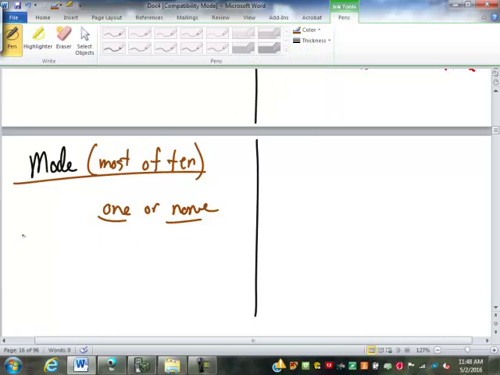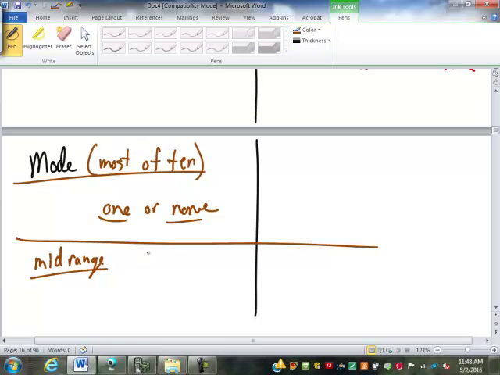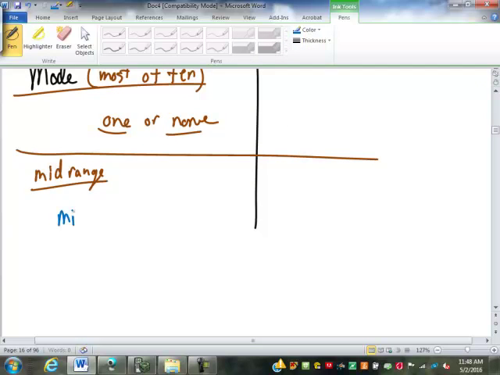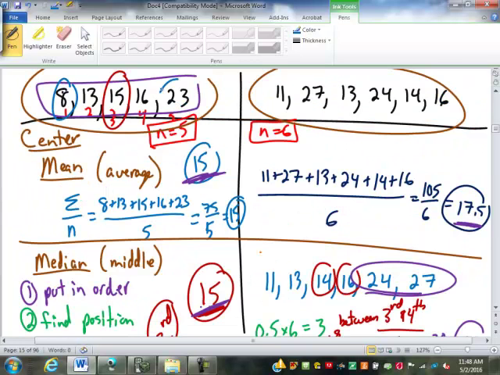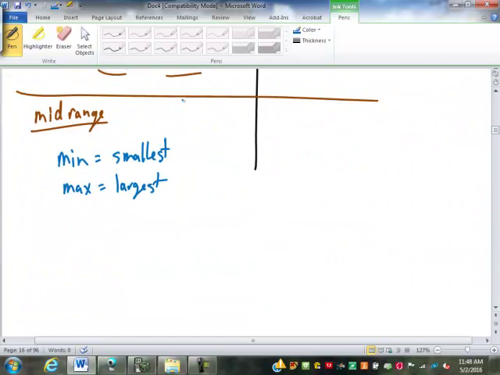The final measure of center is something called the mid-range. Now, the mid-range is going to require us to define 2 other items. We have the minimum, which is the smallest number in the list, and the maximum, which is the largest number in the list. So looking here, for this set, we have 8 and 23 as our minimum and maximum. So our mid-range is 8 plus 23 divided by 2. We average the minimum and maximum. So that's 31 divided by 2 is 15.5.